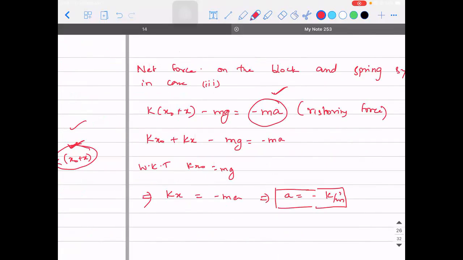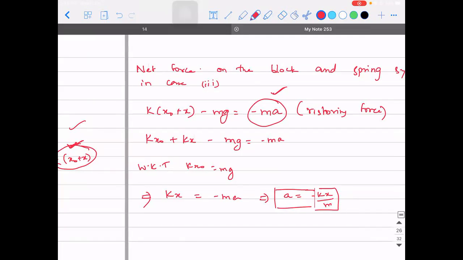Minus k divided by m into x. Let me know if there is any doubt till this step. Minus kx divided by m. Correct?